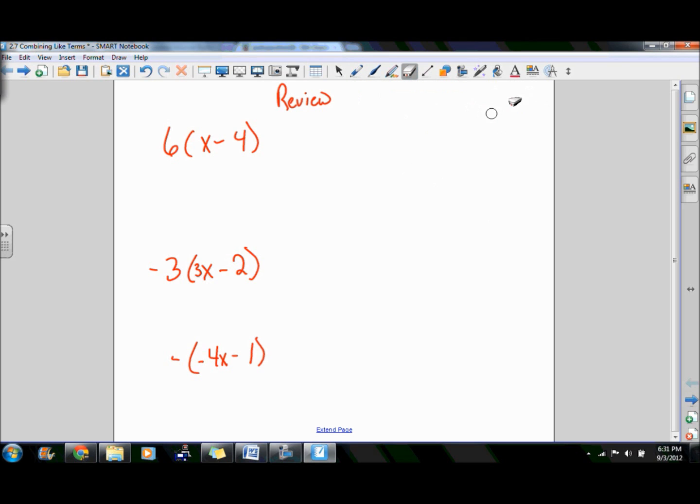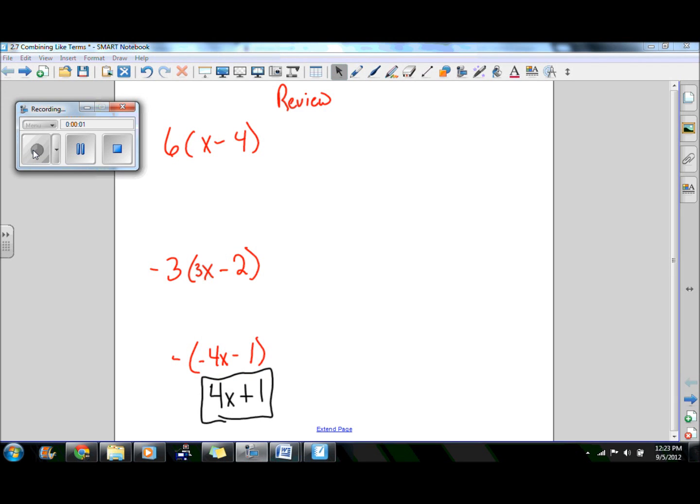Alrighty, so let's see how we did. Should have gotten 6x minus 24, negative 9x plus 6, because of negative, negative. And here we should have gotten positive 4x plus 4, because negative, negative, negative, negative. Alrighty, if you're still having trouble with those, we need to come in and get some extra help. The bottom problem here should be 4x plus 1, not 4x plus 4.